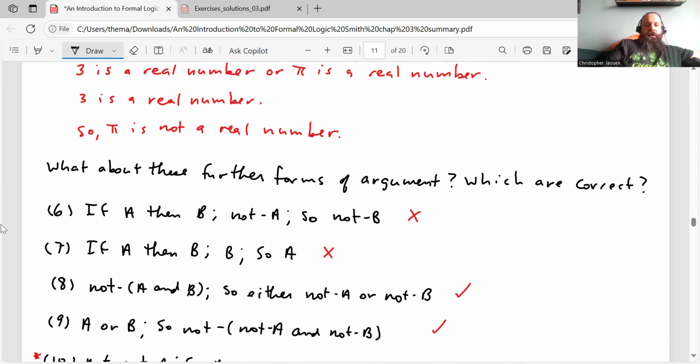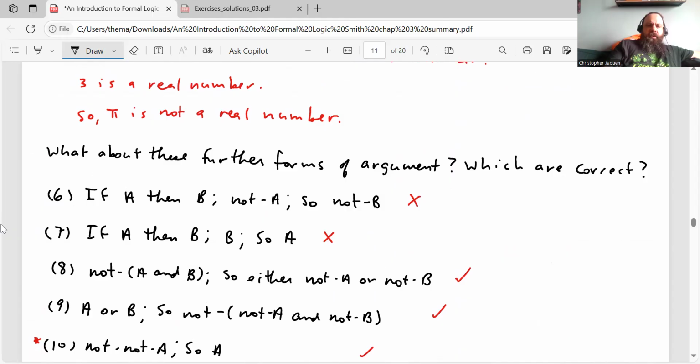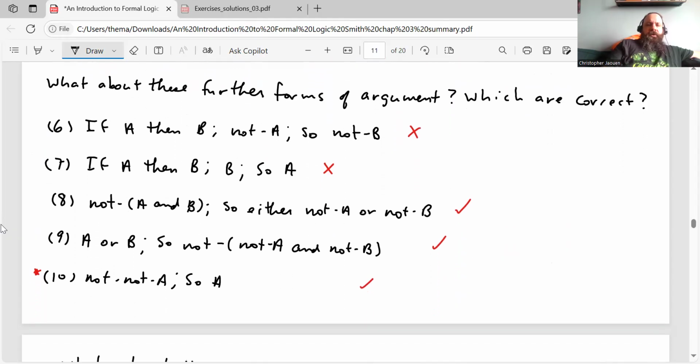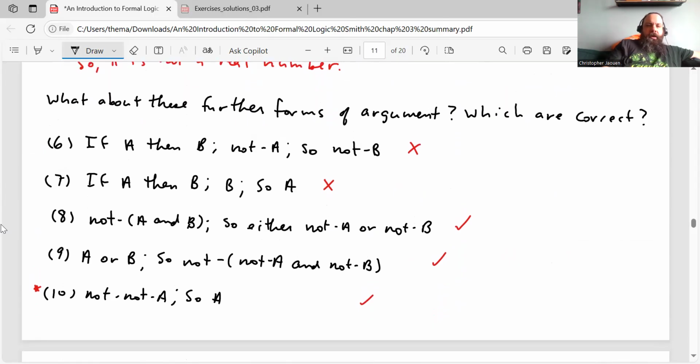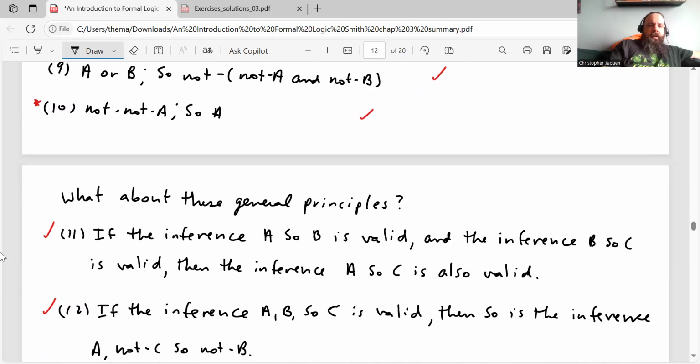What about these further forms of argument, which are correct? I just said whether I thought they were or not, so I'll just go through them. 6 and 7 are not correct. I guess that would be like not reliable, right? I put a star next to 10. I'll explain that in a second. In my view, 8, 9, and 10 are okay.